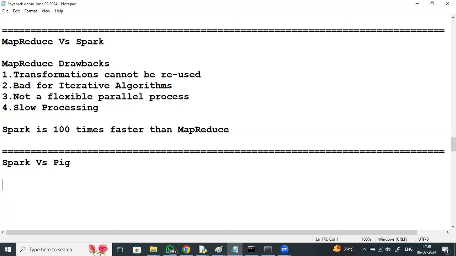But why did it get outdated? Because of Spark only. Spark and Pig, both are data flow languages.